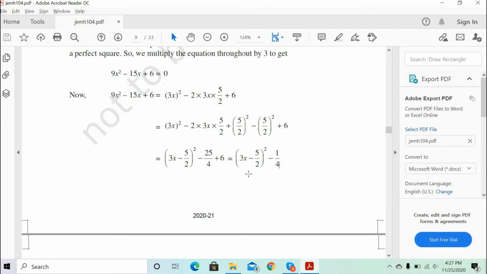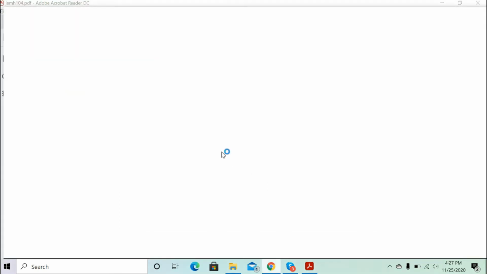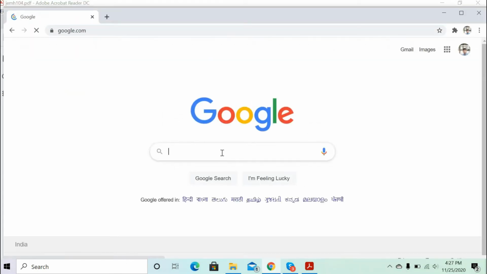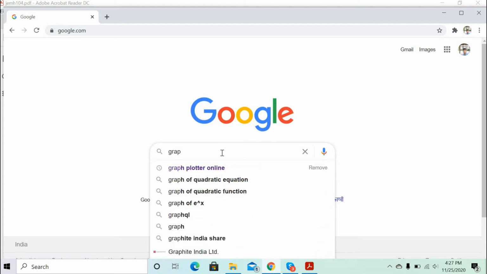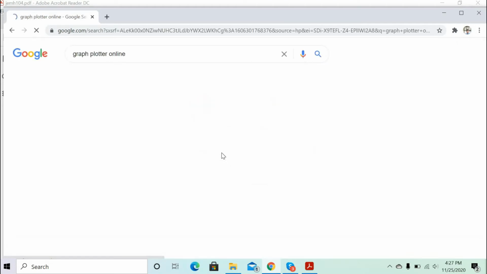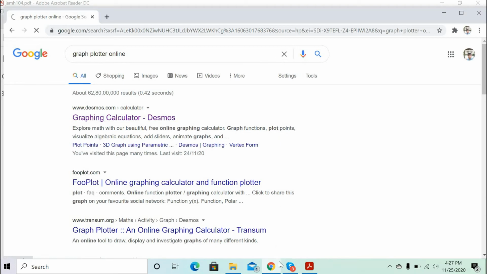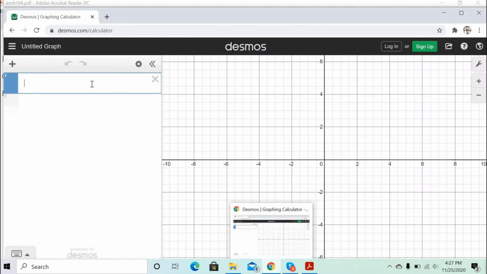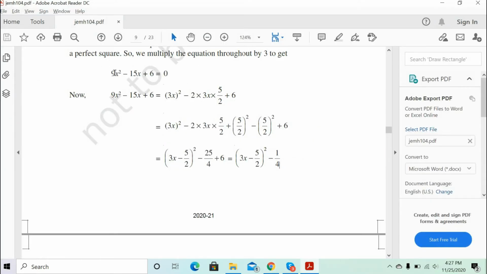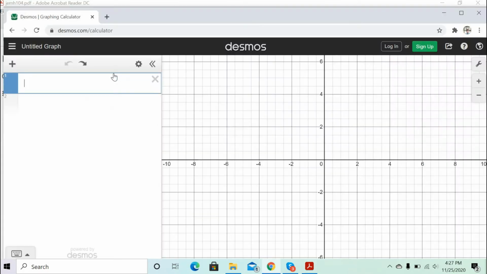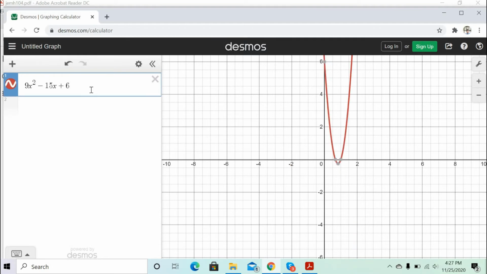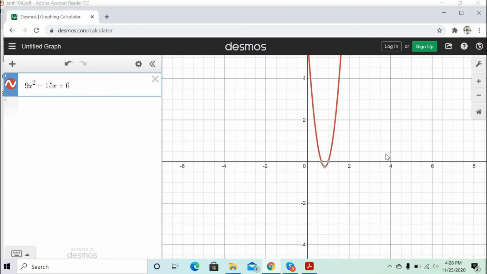Now let's plot the graph for it and let's find out the turning point of this graph. Let me go to Google and let me go to the graph plotter online. I'll write down the equation here, 9x square minus 15x, 9x square, I'll mention the square here. Okay, so I got it here, 9x square minus 15x plus 6.